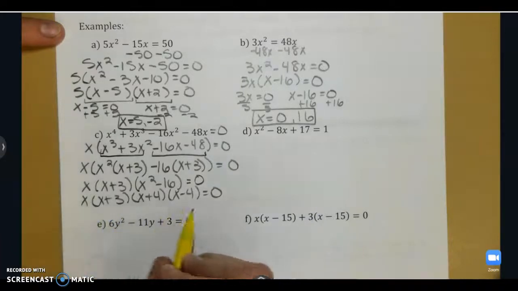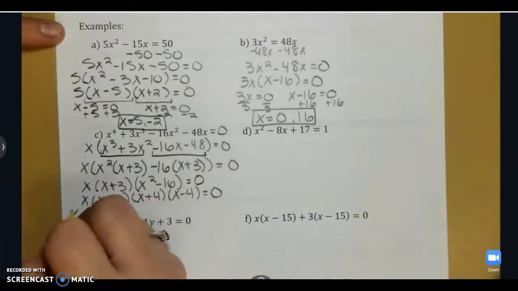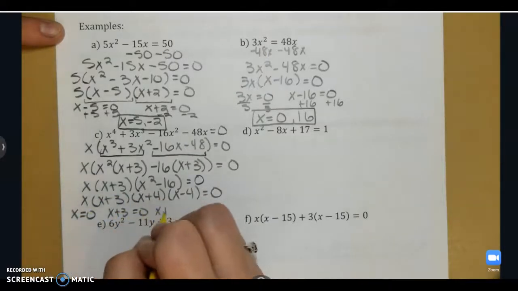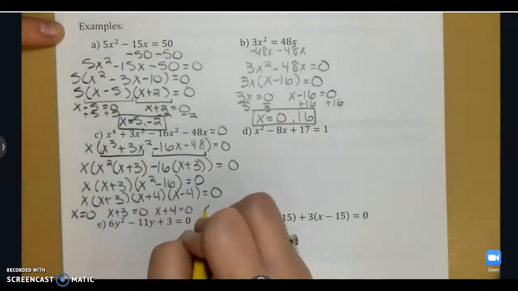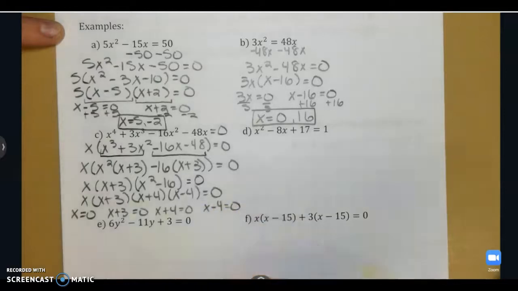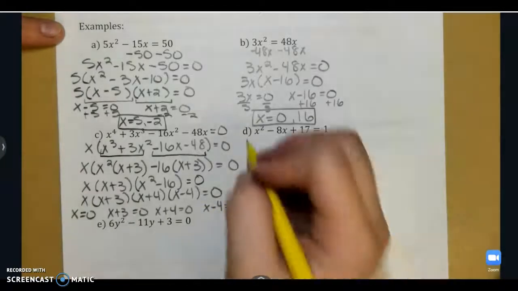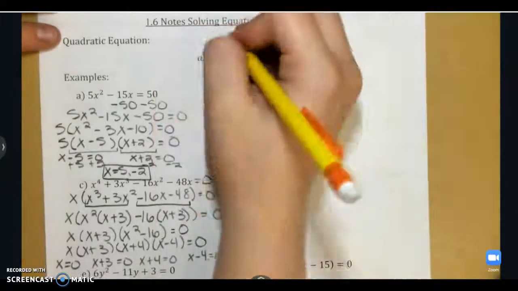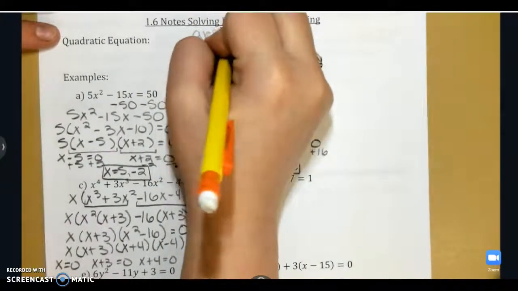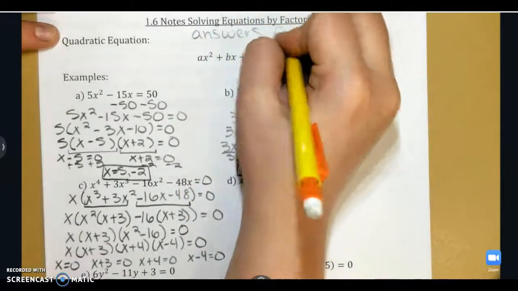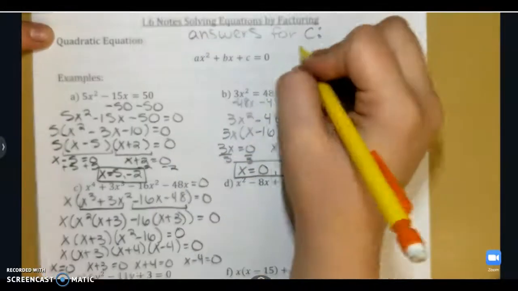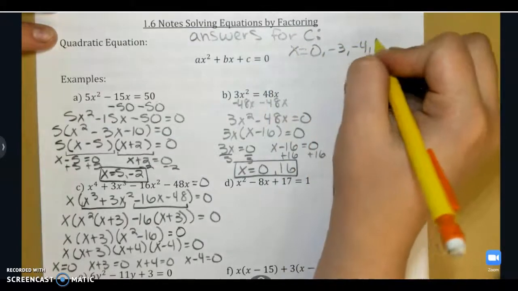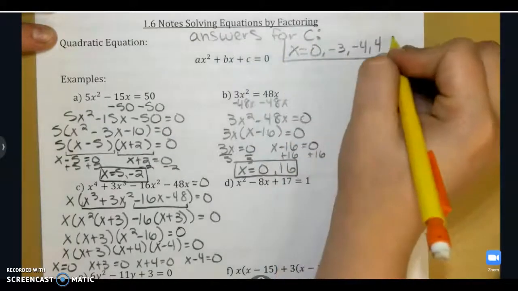And I'm actually going to have 4 possible answers here. X could be 0, x plus 3 could be 0, x plus 4, and x minus 4 could all be 0. So I'm going to have 4 different answers here. So I'm going to write this up at the top because I'm running out of room here. So our answers for C are x equals 0, -3, -4, or +4. Those are my 4 answers.